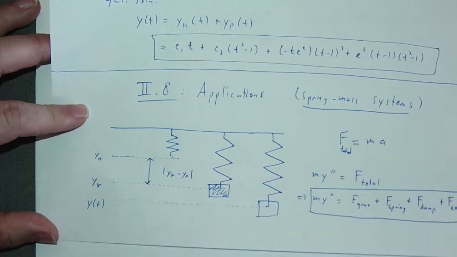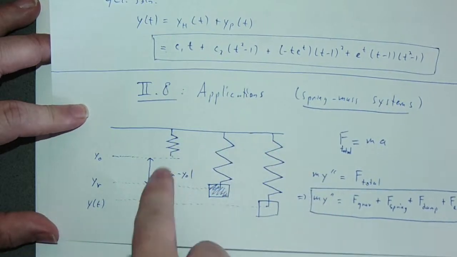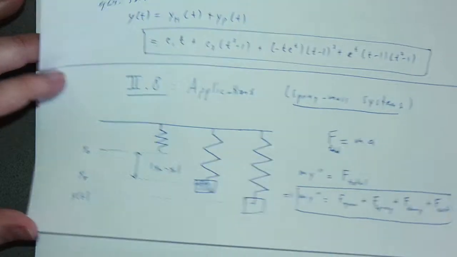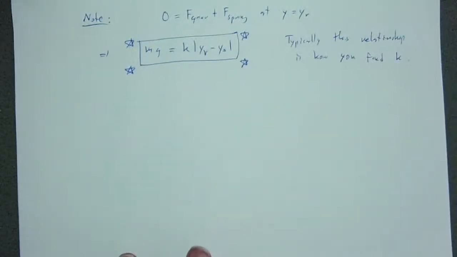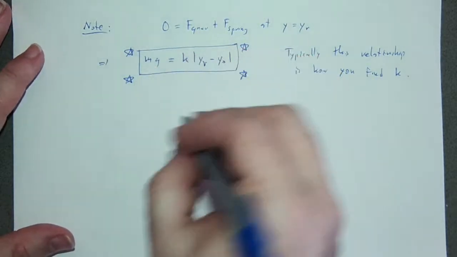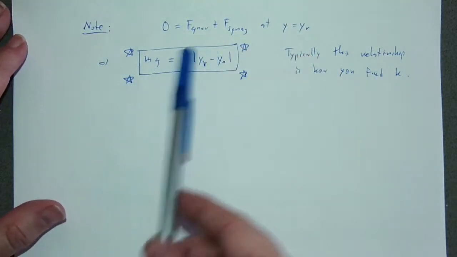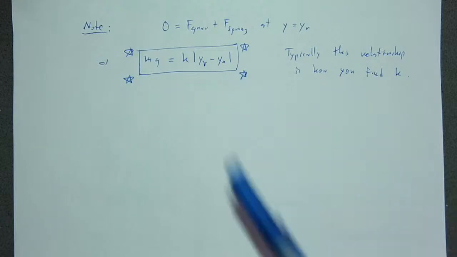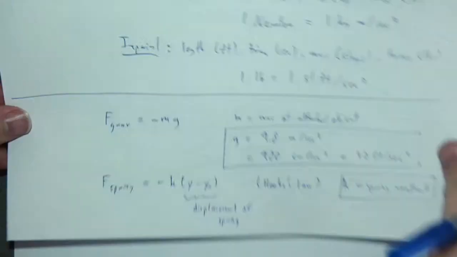So I have the initial position of the spring, I attach a mass, and it comes to a rest. That displacement is typically a quantity that I'm given in these problems. So this is how I find that k. And my spring force, remember, is this thing.